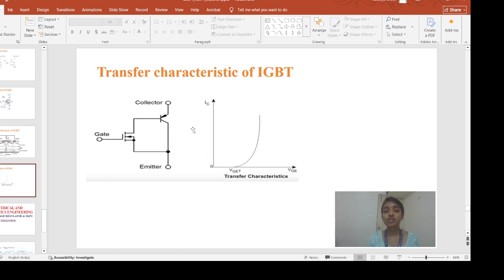Now if we look at the transfer characteristics of the IGBT, how will it look? Transfer characteristics means output current versus input voltage. Output current is IC, input voltage is VGE. When you do not apply any gate drive, the channel is not formed, so no current flows through the device. That is why we are not getting any current here. Once you apply sufficient gate drive, higher than the threshold voltage, the channel is formed and current starts flowing through the device.